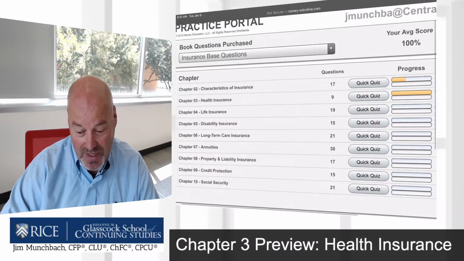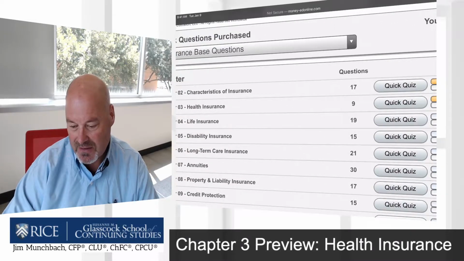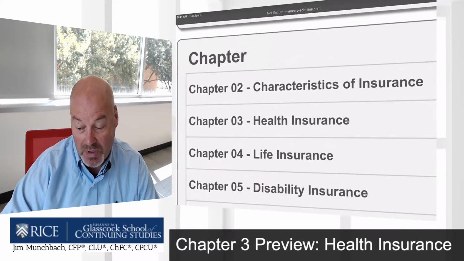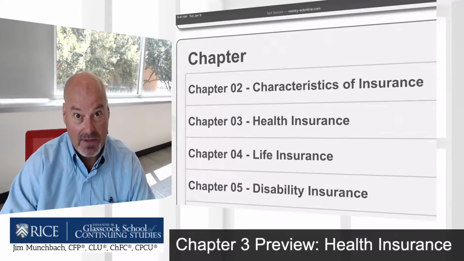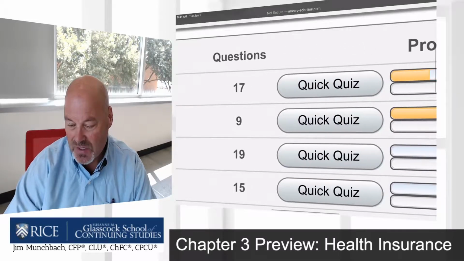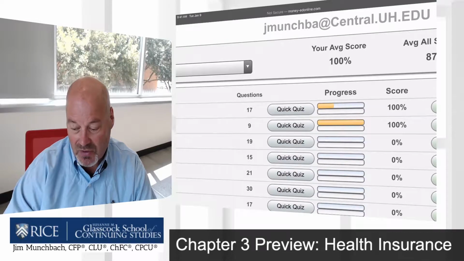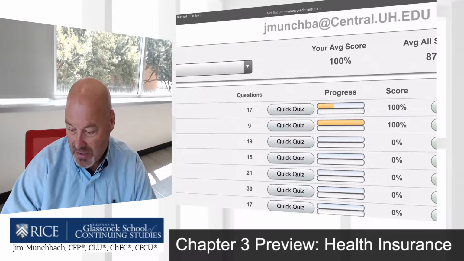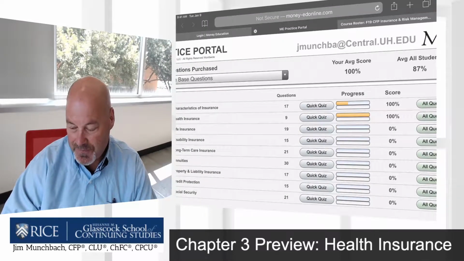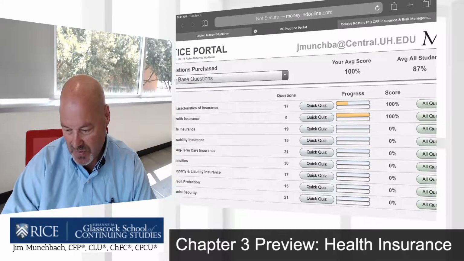And the way you do that is quite simply, you just go into the quick quiz and you take the questions. And this week, this lesson, health insurance, it looks like there are only 9 questions. So I did this morning. I took the quiz. I got the little orange bar. But if you saw how that worked, I missed a couple of those questions.